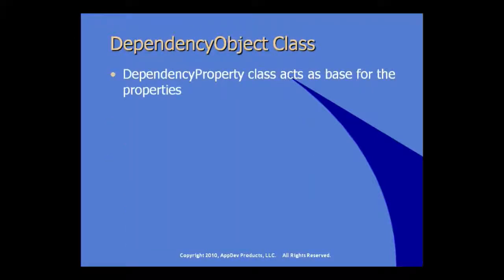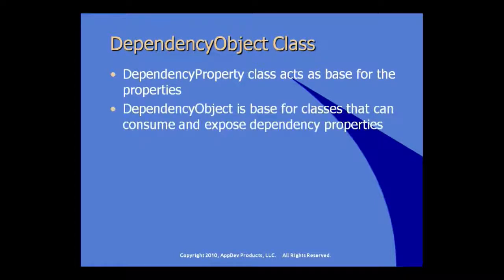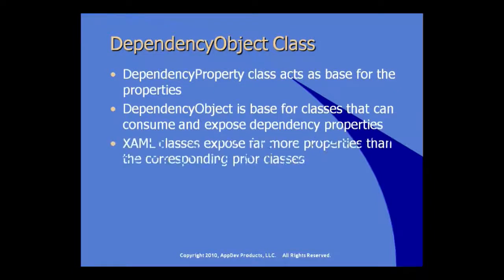The dependency property class acts as a base for all the properties we'll be working with, or at least almost all the properties. And dependency object is a base for classes that can consume and expose dependency properties. That is, dependency object is the base class for almost every control that you'll work with in XAML, and the dependency object class exposes a collection of dependency property objects. The XAML classes expose far more properties than their corresponding WinForms or WebForms classes, so there needs to be some internal mechanism, some internal plumbing to handle all these properties. And that's what dependency property is for.